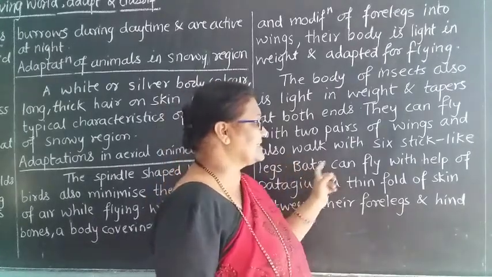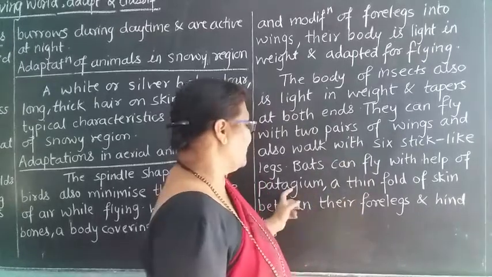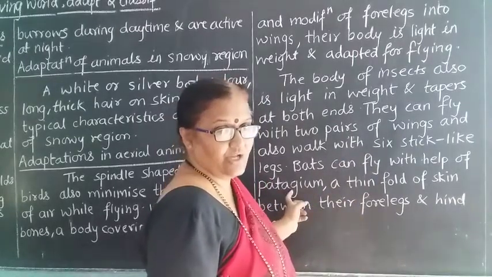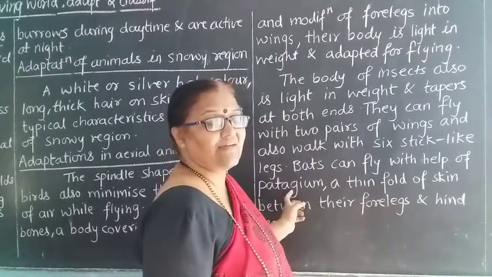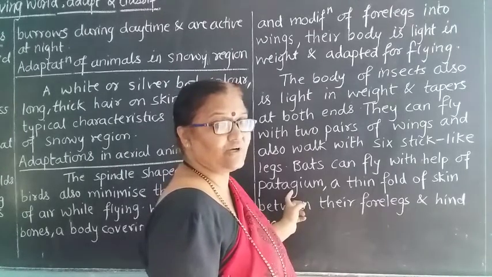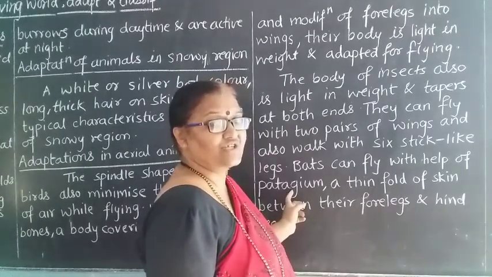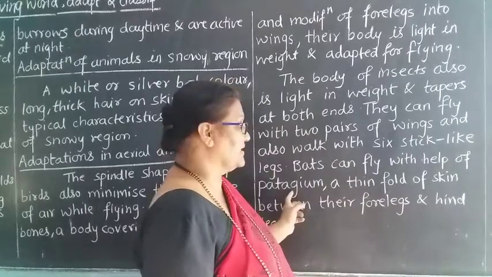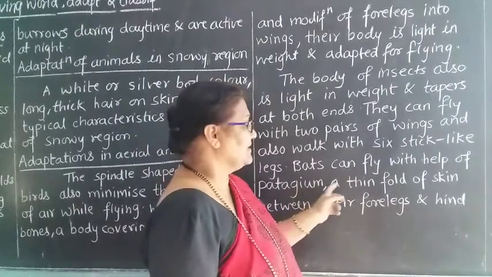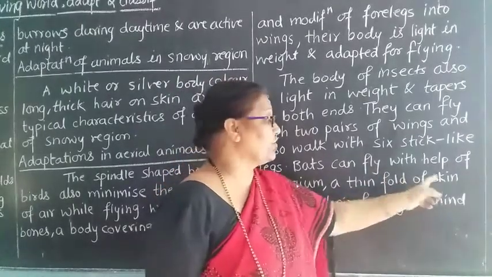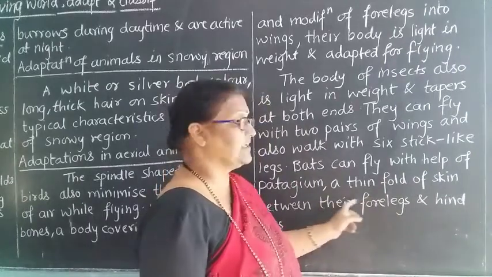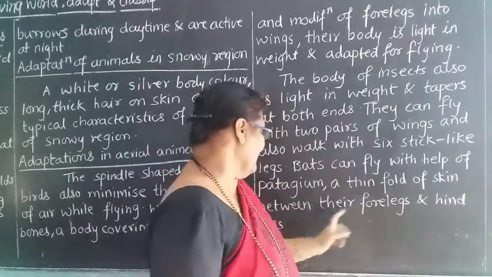The bats can fly with the help of a patagium. Now, the bats have a patagium. Patagium means what? It is a skin fold attached to the legs and to the body. That is called a patagium. It is nothing but a thin fold of skin between the forelegs and hind legs.